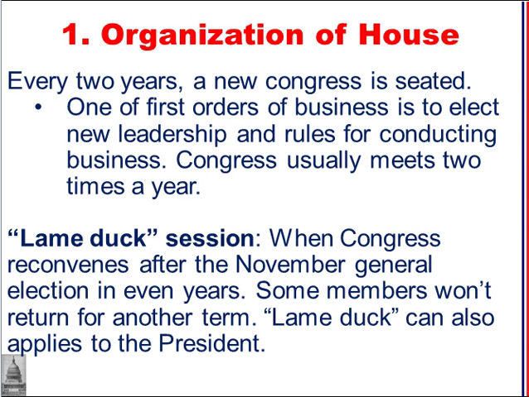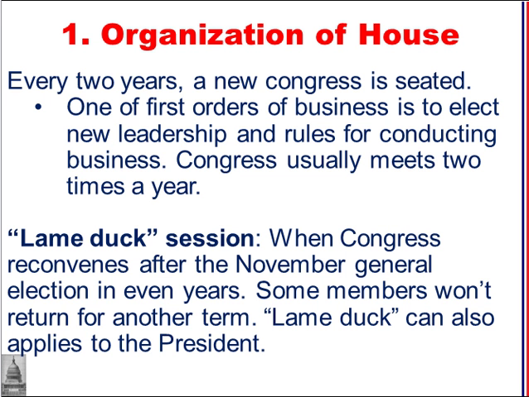So let's look at the House, the United States House of Representatives. Every 2 years, a new Congress is seated. And that means that all the members of the House have been elected, and 1/3 of the Senate has been elected in a new term for Congress. One of the first orders of business as a new term begins is to select leaders and rules for conducting business. Generally, there are 2 sessions per year.